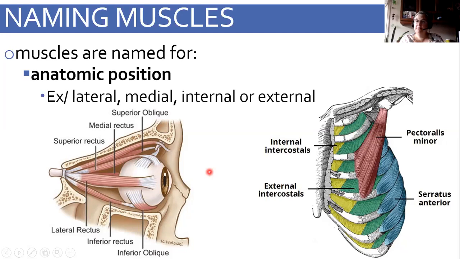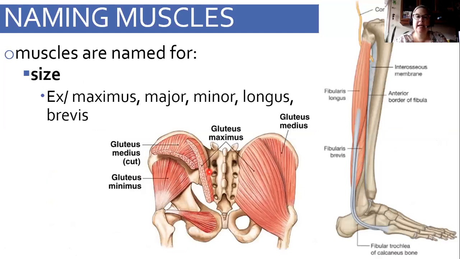Okay, so they can be named that way. And remember, a lot of these names, as we can see right now, are combo names. They have more than one reason why they're named. Okay, the next way that muscles are named can be for the size of the muscle. So if I look at this image here, now we talked about the gluteus maximus in our very first module. Gluteus maximus, that's big. Gluteus medius is medium sized, and gluteus minimus is small, right? So maximus, medius, and minimus.